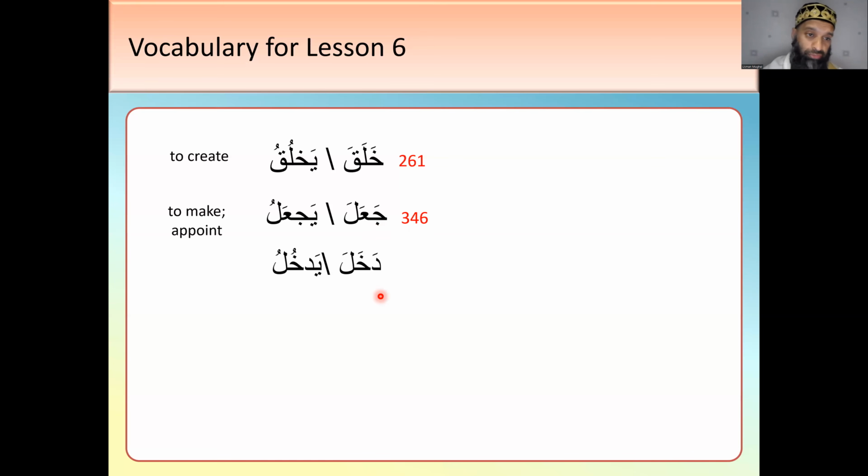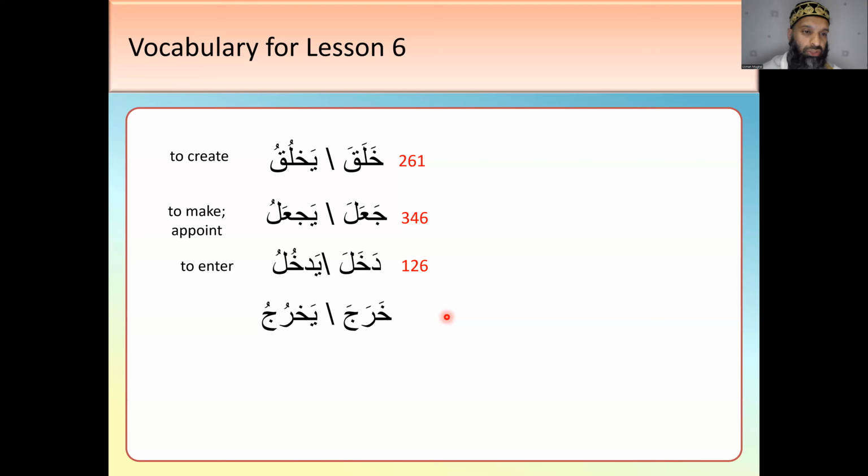Dakhala yadkhulu. This is an Urdu word as well. For those who know Urdu, they can relate to it. Excellent. To enter. 126. Kharaja, and again, another Urdu word. To exit. And when we do tajweed, we say makhraj. Makhraj is a place of exiting, where the sound comes from.